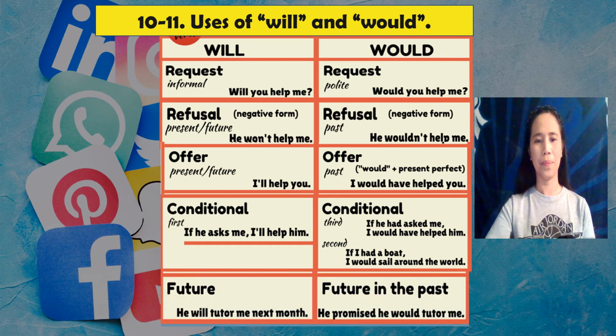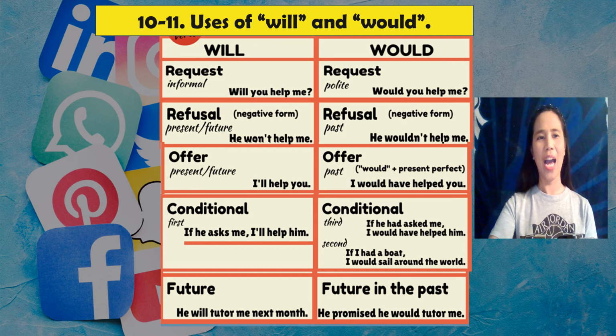So that's it. And last thing is future. We can say he will tutor me next month. So it shows a future time. It will still happen in the next month. So for would, we can say future in the past. He promised he would tutor me. So it was in the future, however, it did not happen. It was at past. So he promised before, but it did not happen. So that's how we use will and would. I hope you learned a lot.